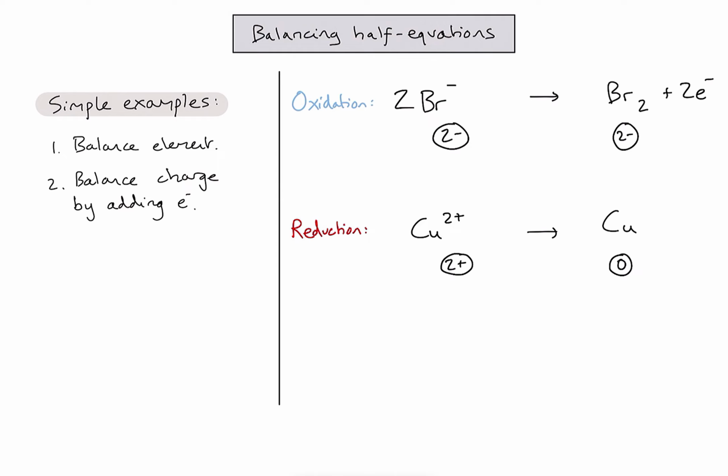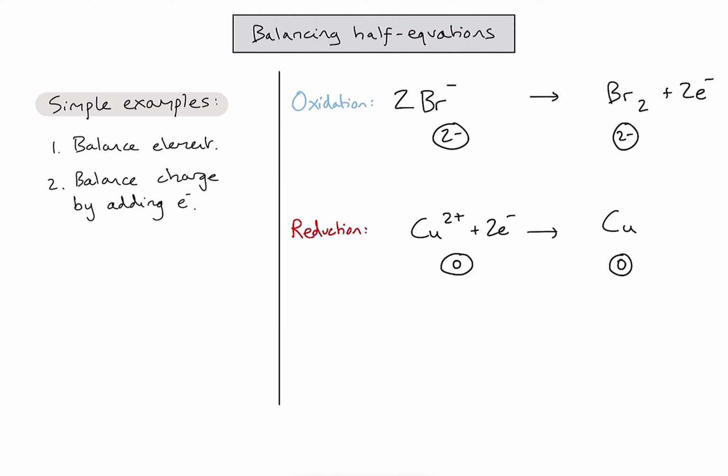Then again, which side am I going to add my electrons to? I want to add them to the most positive side in order to decrease the total charge to equal the opposite side. So in this case, I'm going to have to add 2 electrons on the left-hand side, which now cancels out those 2 positive charges, giving me a total of 0 charge on the left, which is equal to the right. And both of those are balanced.